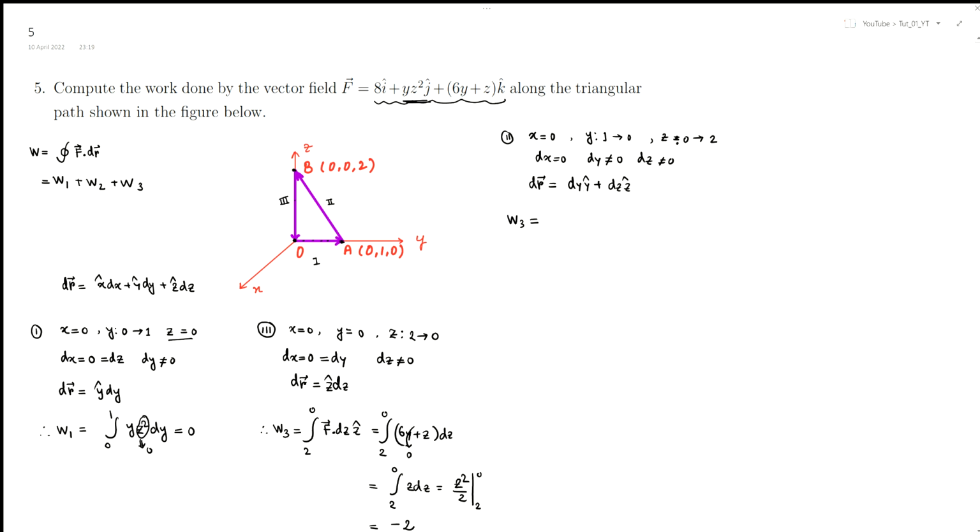Now F dot dr has both y cap and z cap components, so we will be writing yz squared dy plus (6y plus z) dz. The x cap component dotted with dr will become 0. Only this part will survive, so that is why we are writing this.